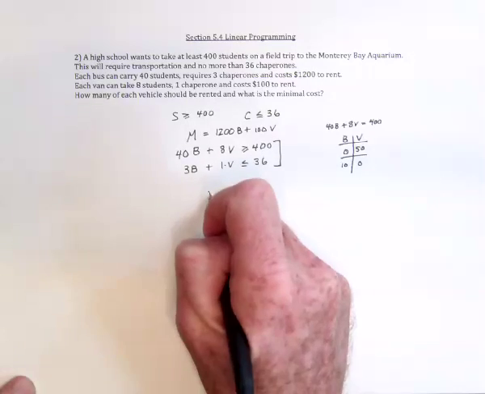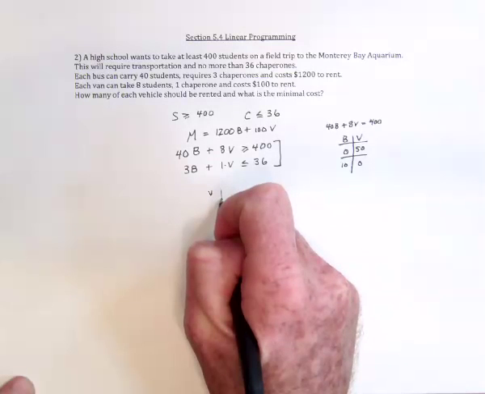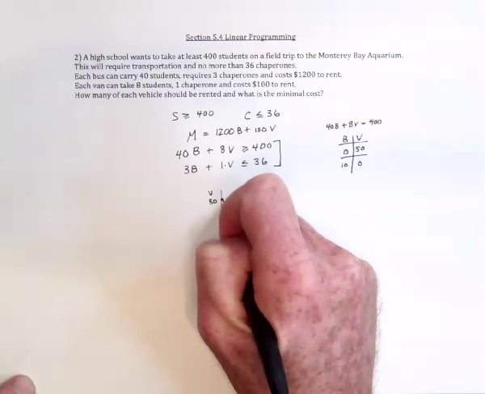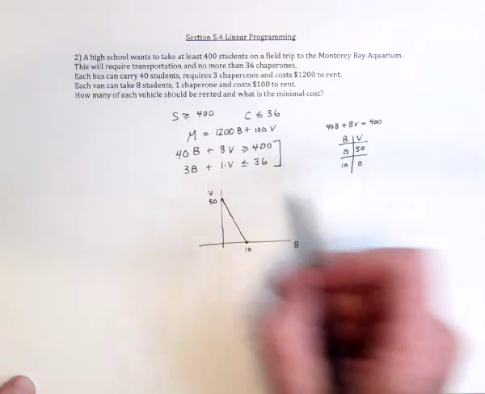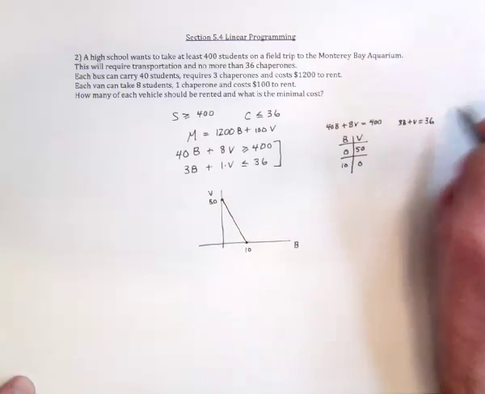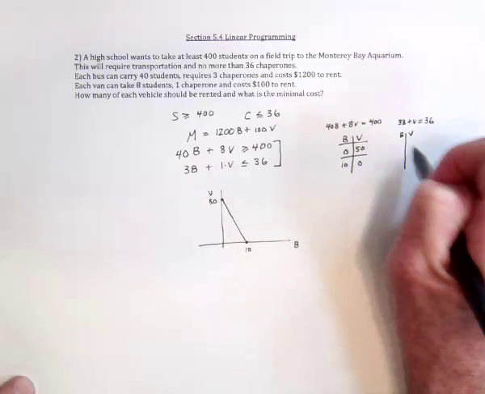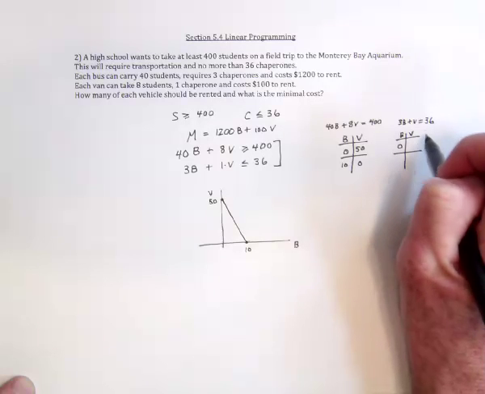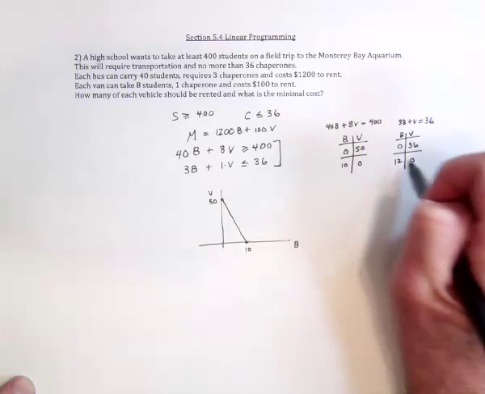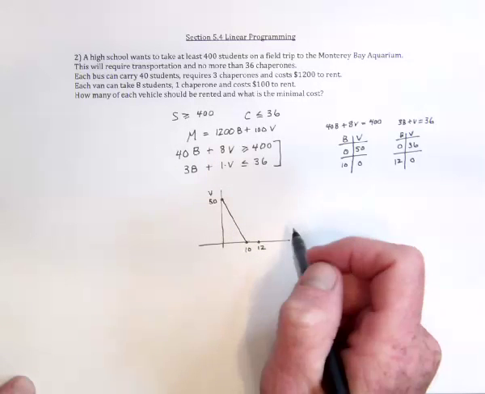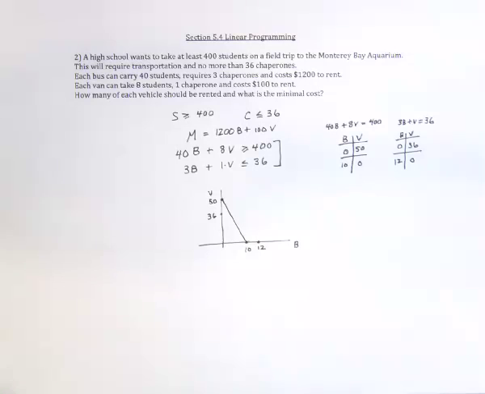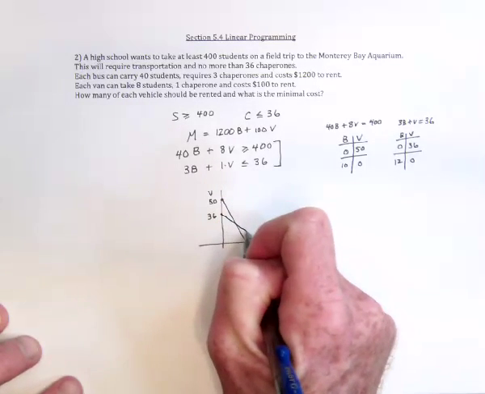So this is going to be the B-axis, and this is going to be the V-axis. And we've got 50 for vans, and we've got 10 for buses. That's part of the region. And now for this other line, 3B plus V equals 36. Make a little table of values with B and V. If the buses were 0, then it would take 36 vans. And if the vans were 0, it's going to be 12 for the buses. So 12 for the buses, and then 36 for the vans, and then make that one a blue line.